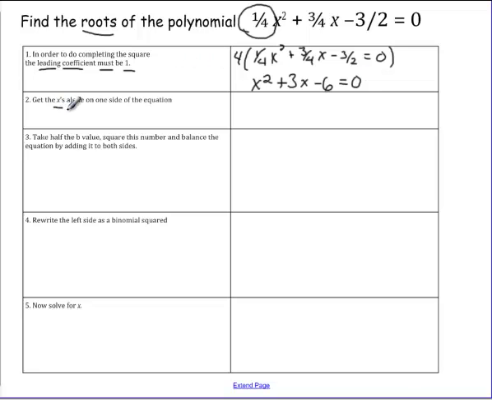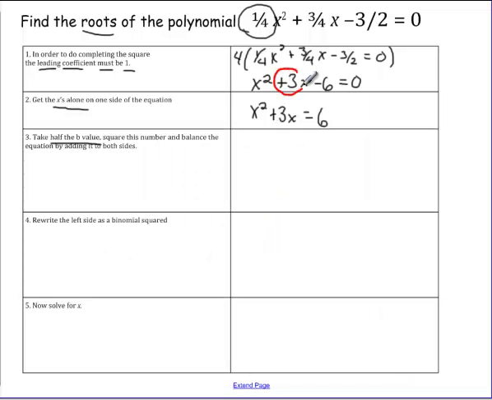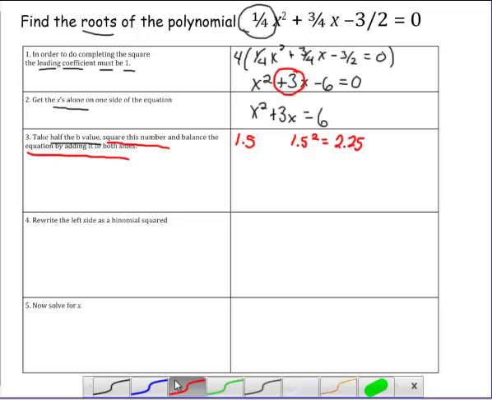Okay, get the x's alone. All right, so x squared can stay, positive 3x can stay, and the 6 gets kicked to the other side. Now take half of the 3. So half of 3 is 1.5. Square this number. So 1.5 squared is 2.25. Balance the equation by adding it to both sides.